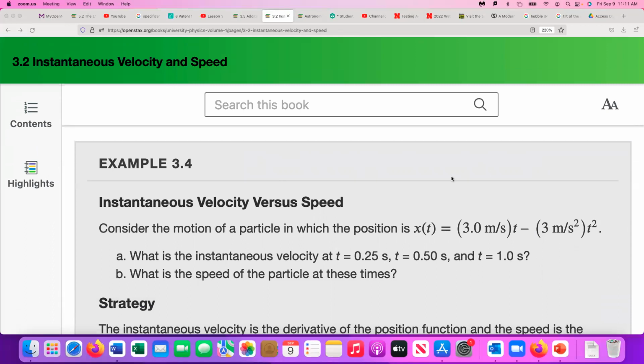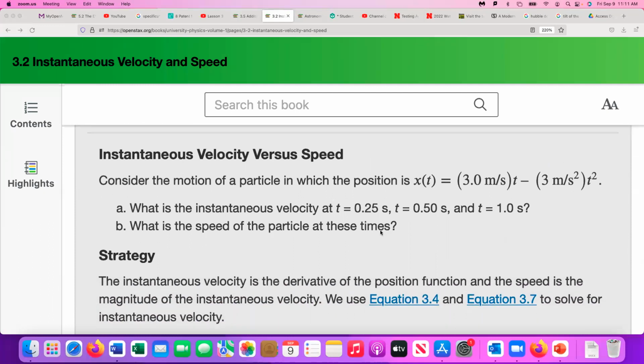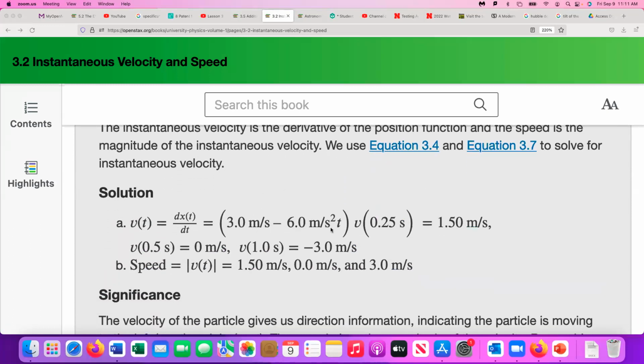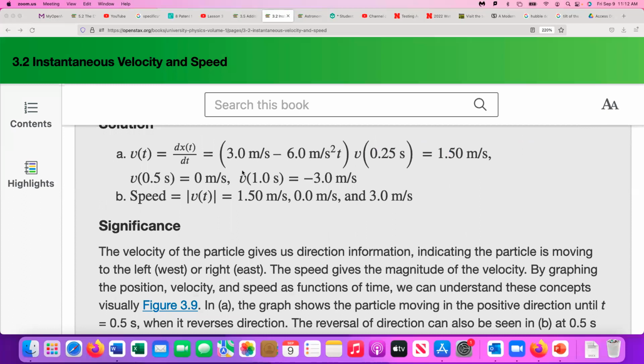Here they use that position function again to calculate instantaneous velocity at 3 different times. So to do instantaneous velocity, we need to calculate the actual velocity function by taking the derivative and then plugging in the different times. So here's the velocity function, plug in 0.25 seconds, plug in 0.5 seconds, plug in 1 second, you get 3 different velocities, 1.50 and -3. And then you calculate the speed by actually calculating the distance traveled and divide by the time.